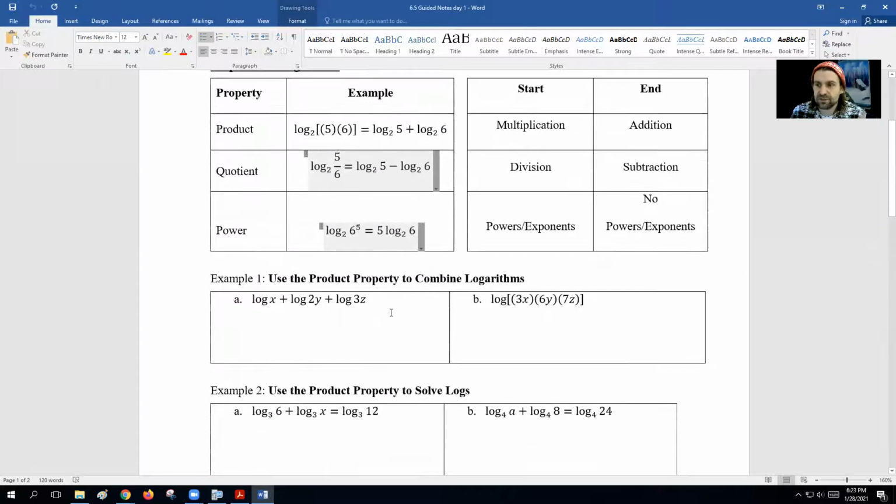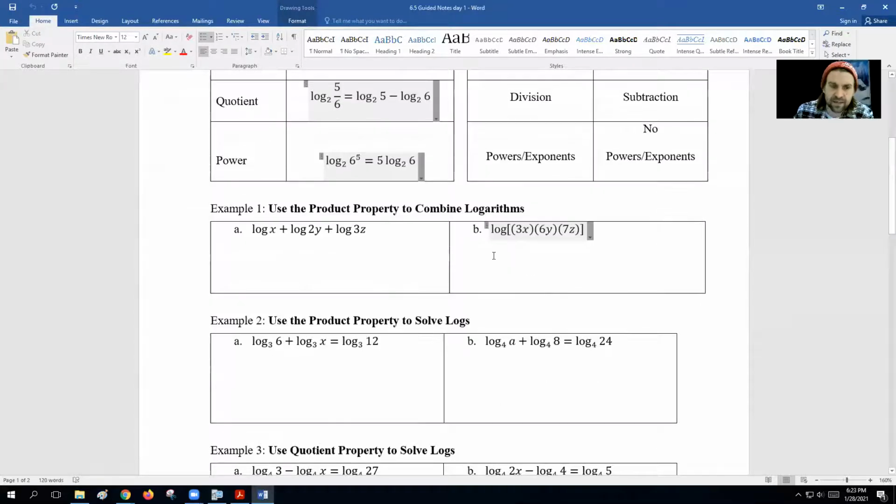Now we can actually use that to not only construct but destruct. So let's go through this problem B here to see if we can destruct this. So if I got log base 2 of 3x times 6y times 7d, we can actually change this. Well, it's no base, so it's a common log. If you guys didn't know, the common log is actually log base 10.